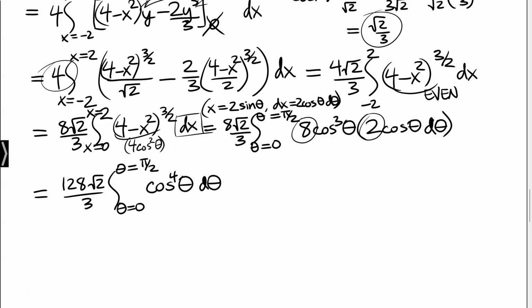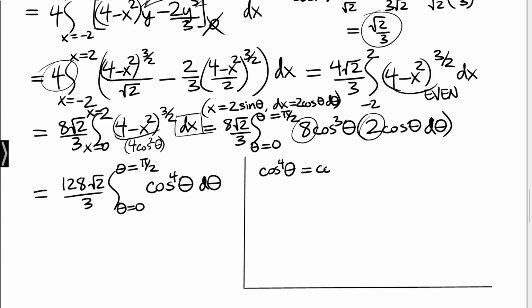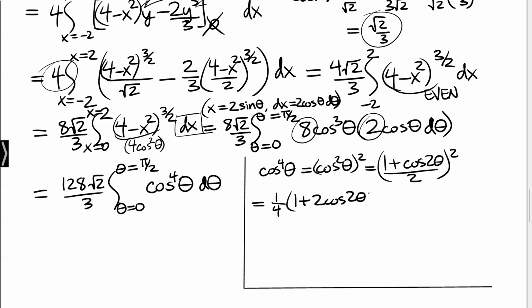Okay, now the best way to do this is to use some identities. You could use reduction formulas and stuff, but just on the side here, I'm just going to derive what cosine to the 4th is. So cosine to the 4th is cosine squared squared, which is (1 plus cosine 2 theta over 2) all squared, which is 1/4 times (1 plus 2 cosine 2 theta plus cosine squared 2 theta).